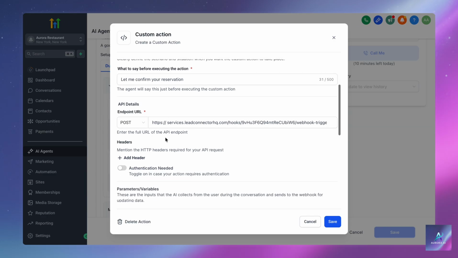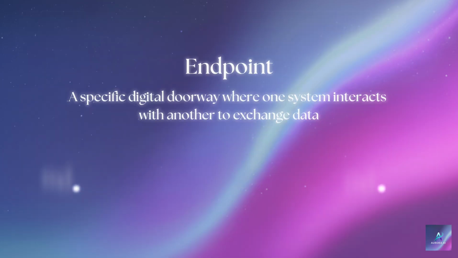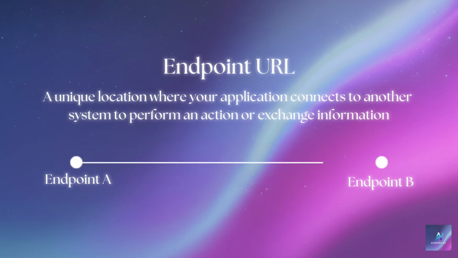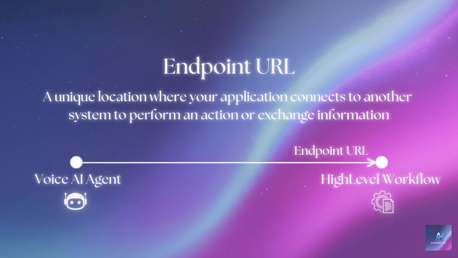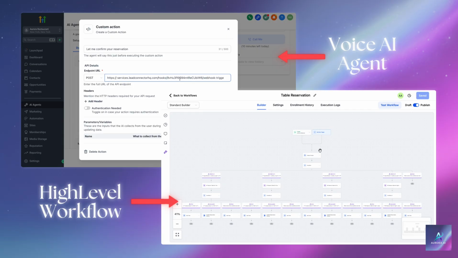This is the most important part, the endpoint URL. An endpoint is a specific digital doorway where one system interacts with another to exchange data. Think of the endpoint URL as the unique location where your application connects to another system to perform an action or exchange information. In our case, the HighLevel Voice AI uses this endpoint URL to send the customer's booking request data directly to our HighLevel workflow. This means the HighLevel workflow can take that data and execute the subsequent steps to complete the table reservation.